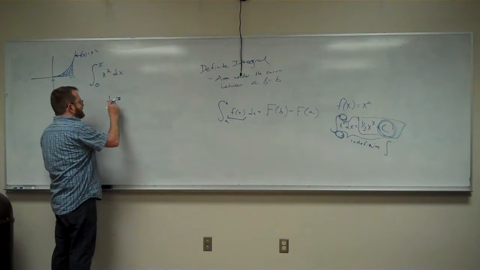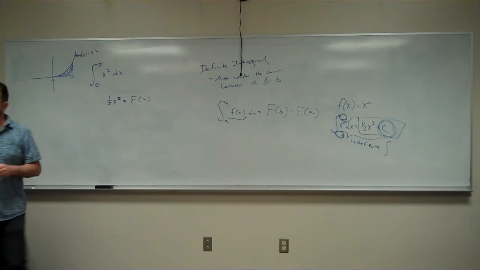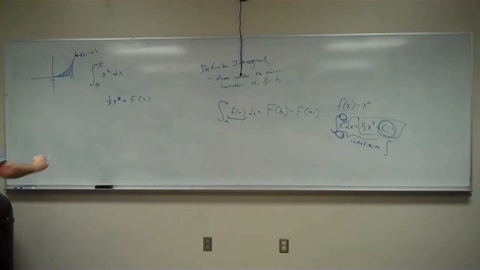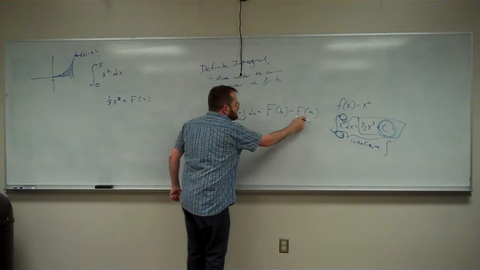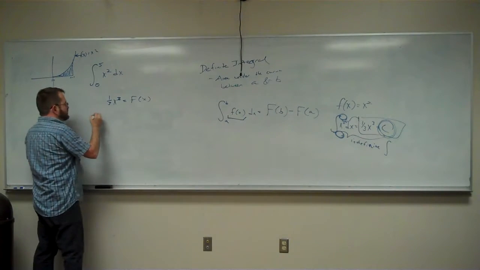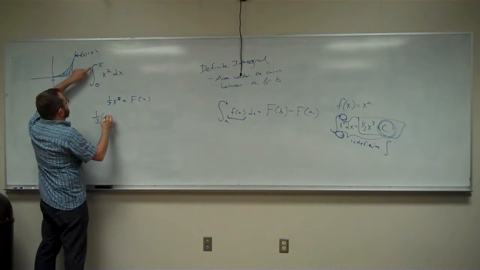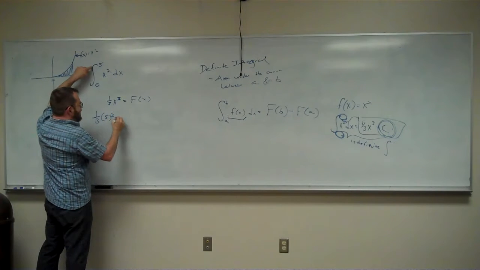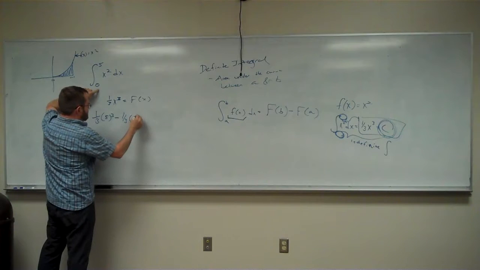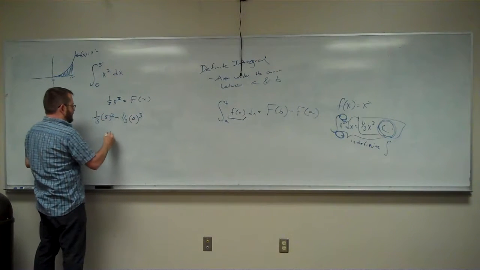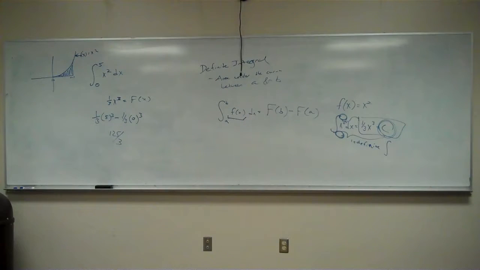Okay, so that's the antiderivative. Let's write it that way. But we need that at b, minus that same function at a. So that function at b in this case was 5, minus that function at a, which in this case was 0. That gives 125 thirds. I'm going to have a better way to write this in just a little bit.